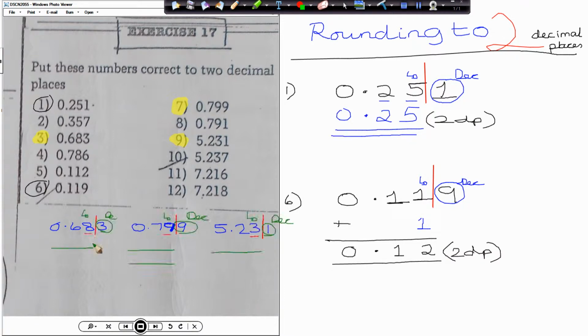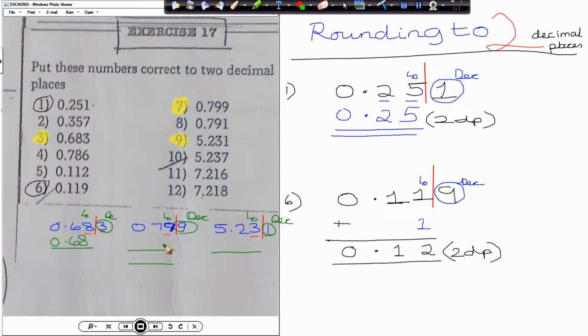Okay, now let's have a quick look at those 3 questions. Last digit, second decimal place, decider. So this is less than 5. So what do we do here? We simply copy down and stop. 0.799.